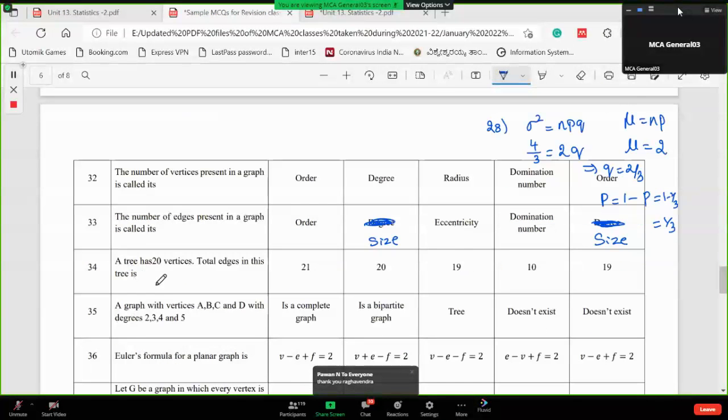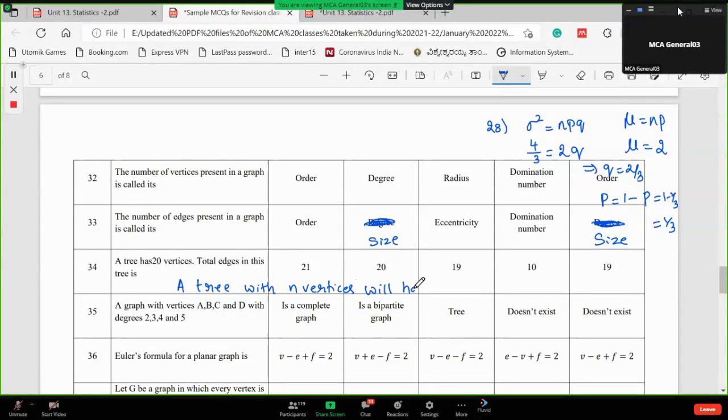Similarly, question number 34, students, it's a very important theorem. It is not a complicated theorem. In case you have missed the class, please make a note. A tree with n vertices will have n minus 1 edges. Very simple. If there are 20 vertices, how many edges are there?